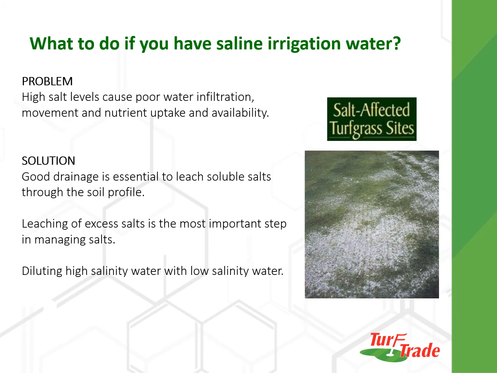So what do you do if you have saline irrigation water or salts like chloride in your soil profile? Well, just like with bicarbonates, high salt levels can cause poor water infiltration, non-uniform movement and distribution throughout the soil profile, and impact nutrient uptake and availability. The difference is how you solve the salt problems.